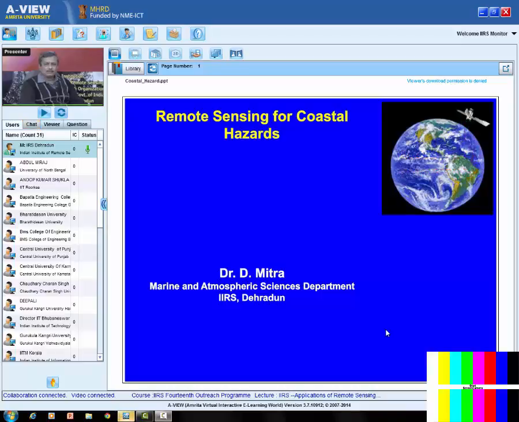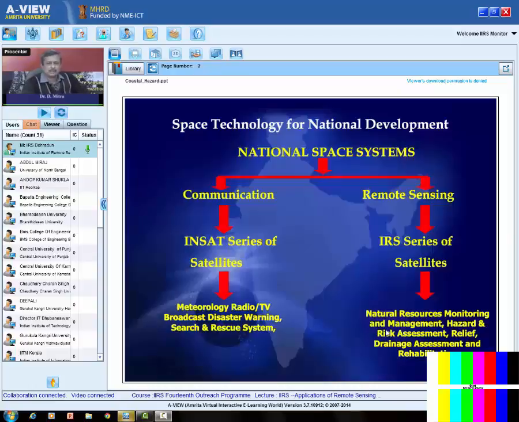Today, my topic is basically remote sensing for coastal hazards. How remote sensing can help to address the various kinds of coastal hazards that we'll see, and what is the main use of remote sensing and GIS to address those issues.